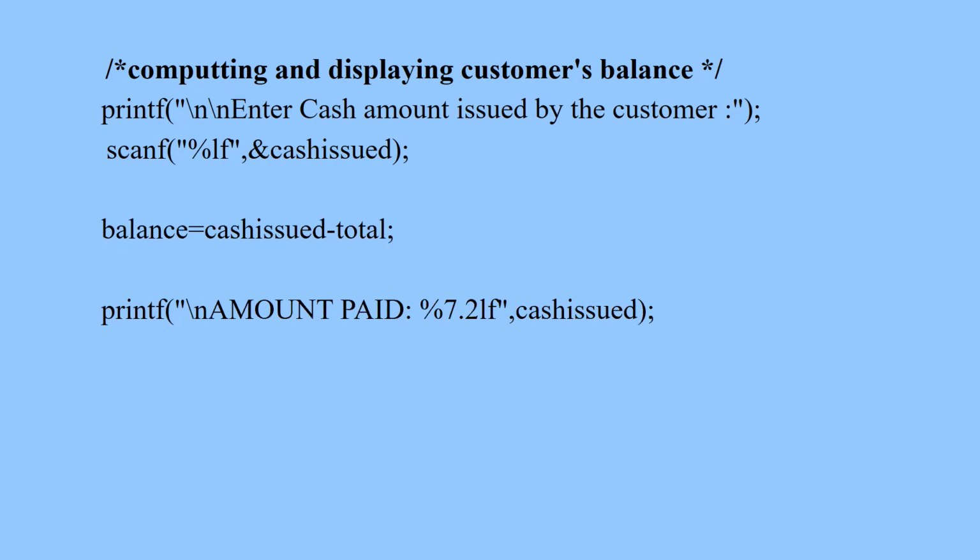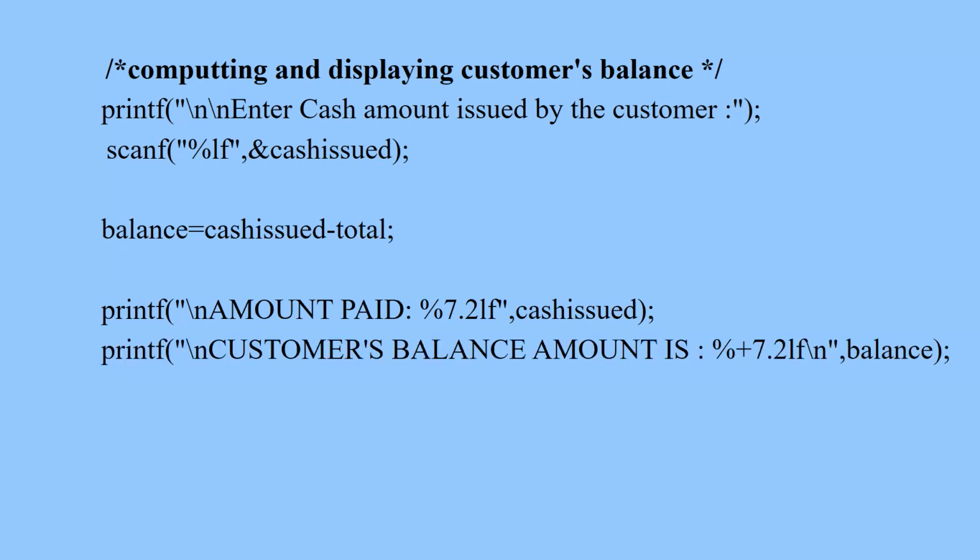Now we display our final values. This statement will be displayed as follows. Drop 1 line and display the message, amount paid. Pick what is in the memory location called cash issued. That is 1,000 shillings, for example. So it will read amount paid 1,000.00. Then the next statement will be displayed 1 line below.